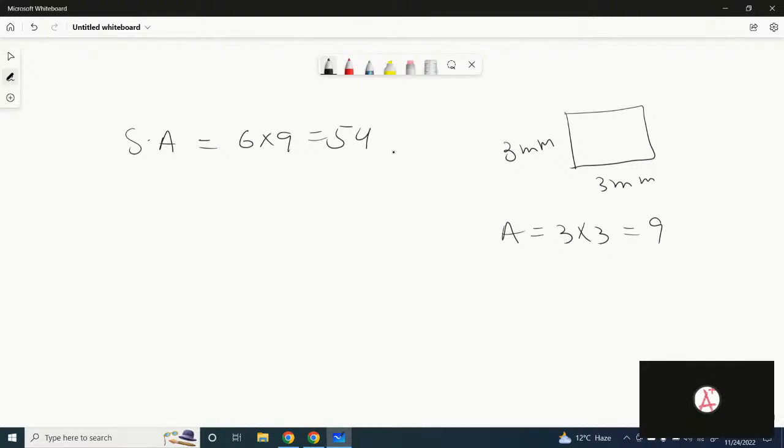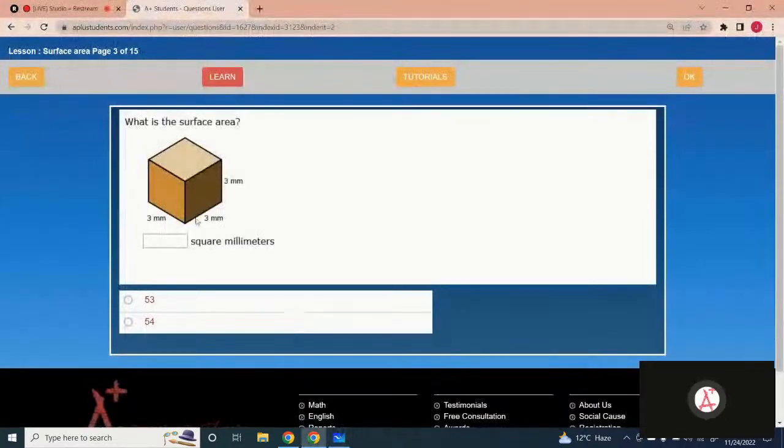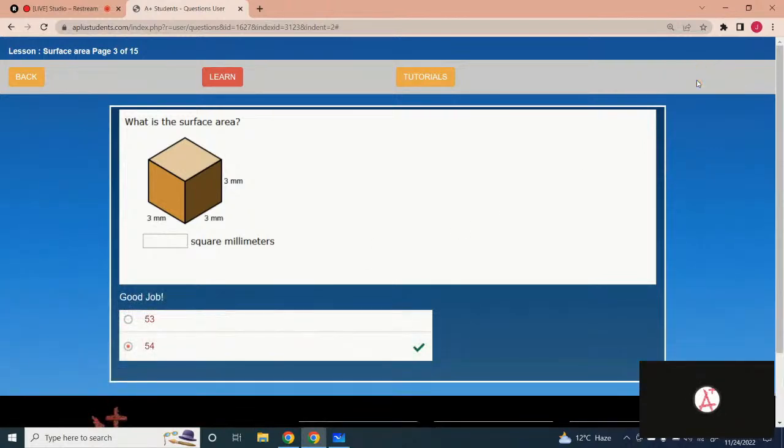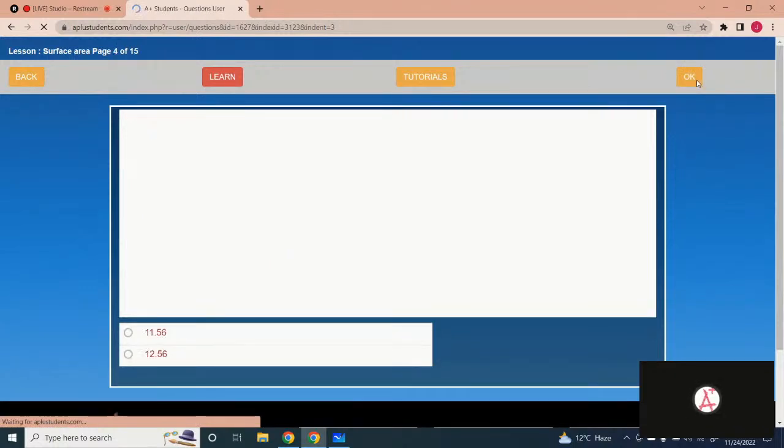Got it? Because it is a cube, all the sides are squares. And the area of one side is 9. So a cube has 6 faces. Just multiply 6 times 9. So it would be 54. Got it? So just select the correct option and click on the OK button. Okay, you can complete the test by yourself later today.